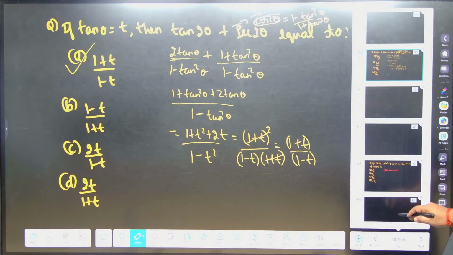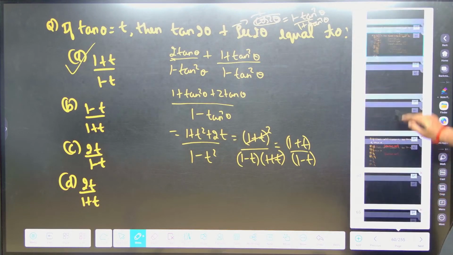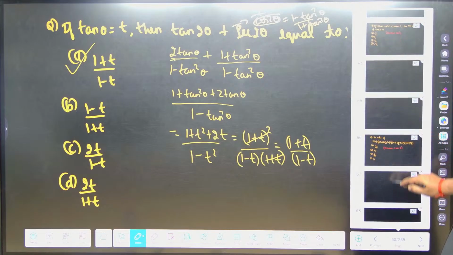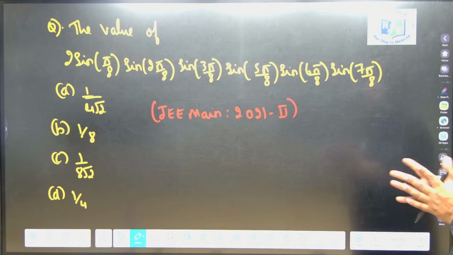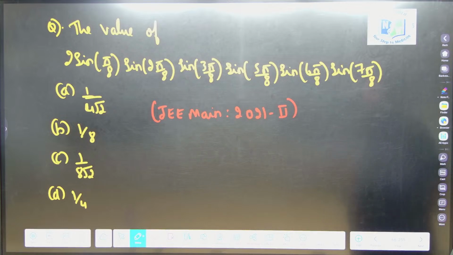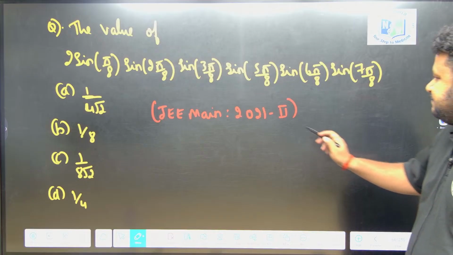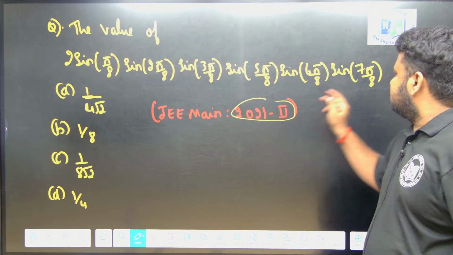So now let us go to the next one. Okay, look at this very important question. See here, they have given the value of 2 sin pi by 8, sin 2 pi by 8, sin 3 pi by 8, sin 5 pi by 8, sin 6 pi by 8, sin 7 pi by 8. So when they give questions like this, you should look for pairing. Okay, sin pi by 8 is given and sin 7 pi by 8 is given. JEE 2021.